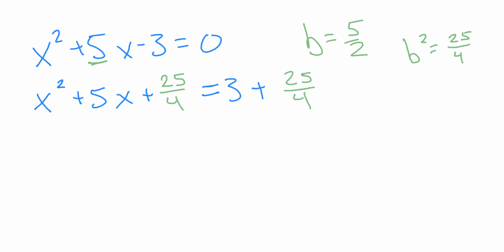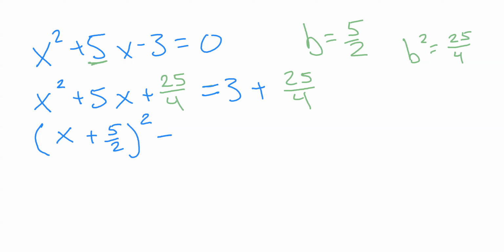All right, so we moved our 3 to the other side and we added a 25 over 4 to each side. Okay, now we are going to factor what is on the left-hand side. Now we know that if this number divided by 2 squared is our constant term, that this will factor as a perfect square. And the piece of the perfect square is going to be this b, 5 over 2. So it's going to factor to x plus 5 over 2 squared. All right, so that's our left hand completed the square.